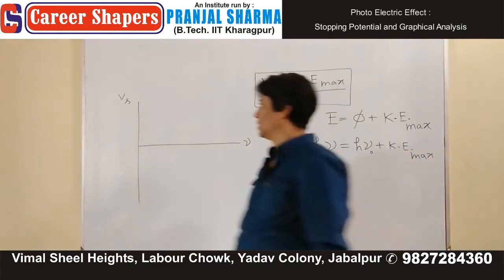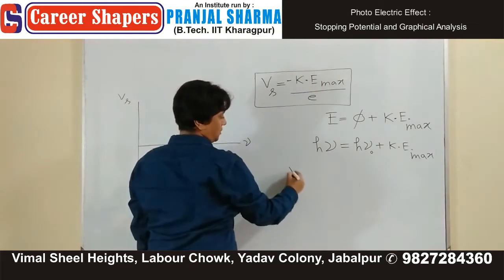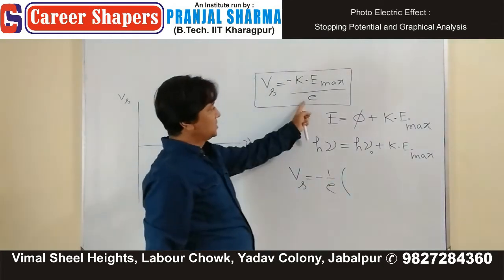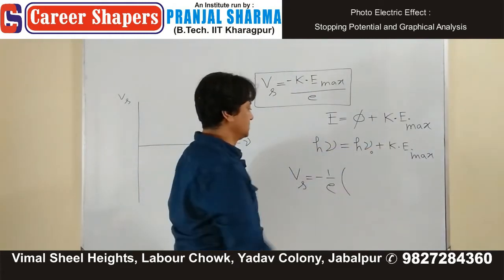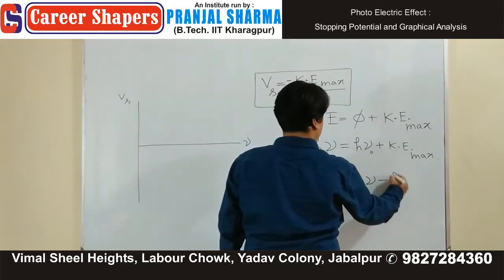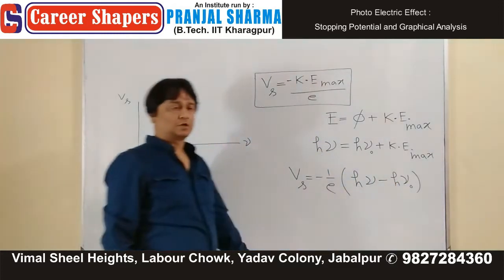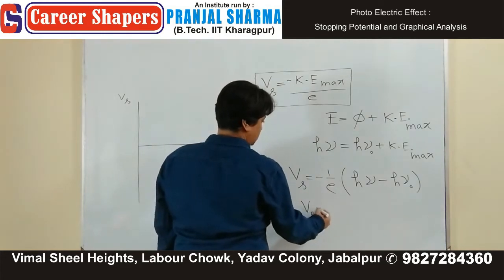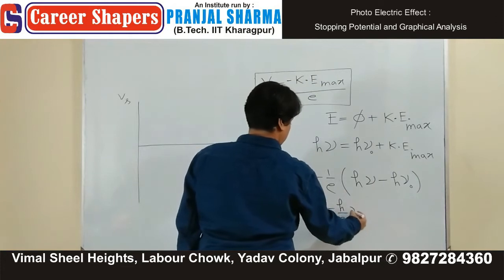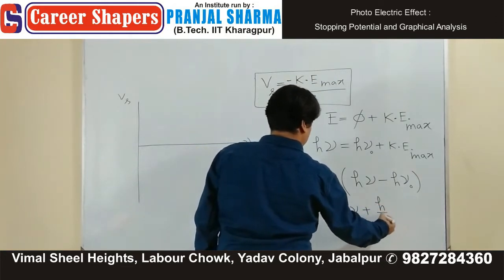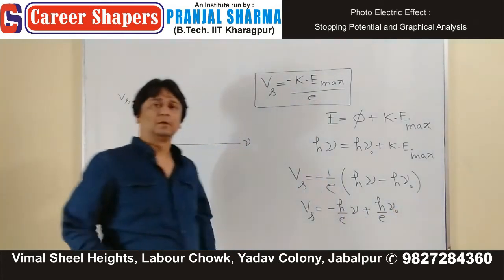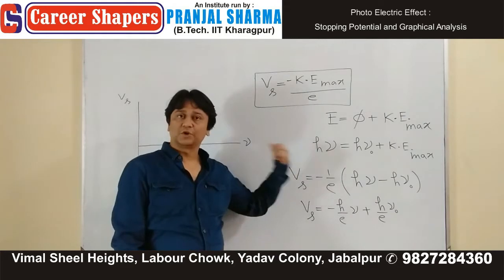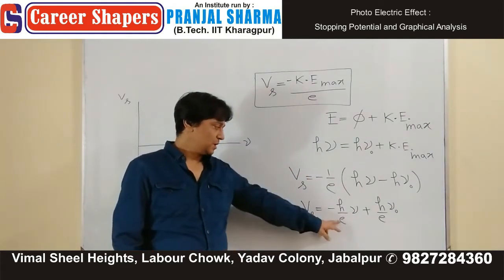Vs and nu. Minus 1 upon E K max. What is K max? H nu minus H nu naught. Your Vs is coming minus of H upon E nu plus H upon E nu naught. Remember, E is positive, 1.6 into 10 to the power minus 19. What is the charge of the electron? Minus of E. So this number E is a positive number.